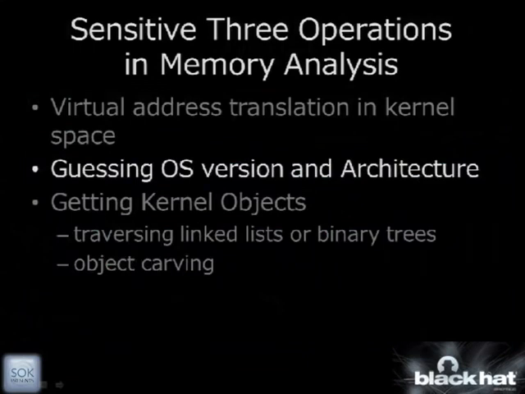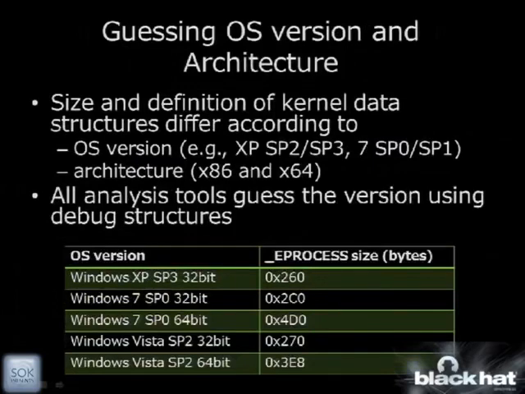The second operation is guessing OS version and architecture. Size and definition of kernel data structures differ according to OS version and architecture. For example, process object size is like this. So analysis tools need OS version and architecture information of the target image. All analysis tools, more or less, refer to debug structures for guessing the information.